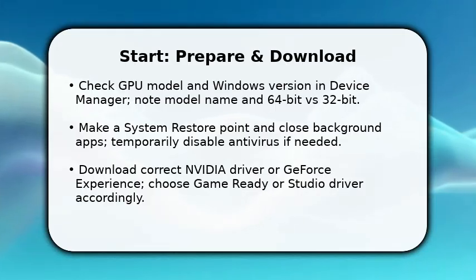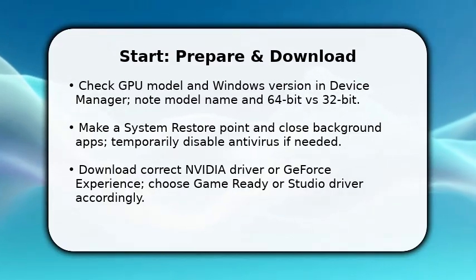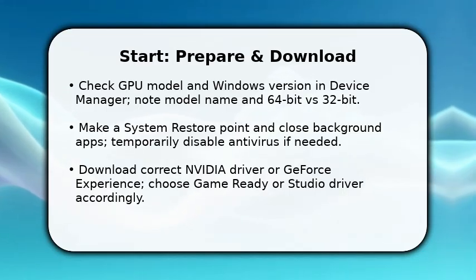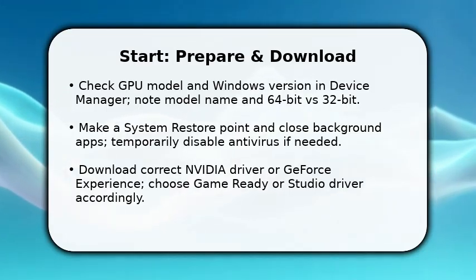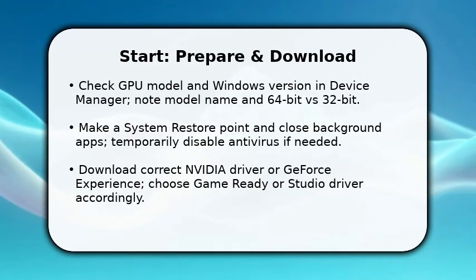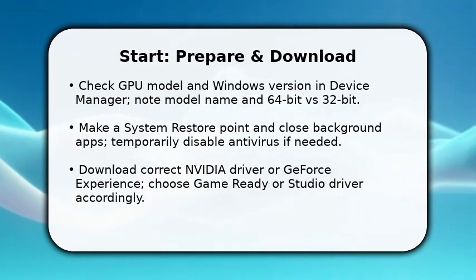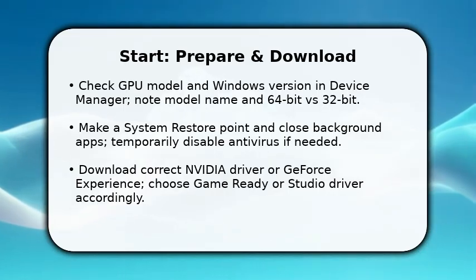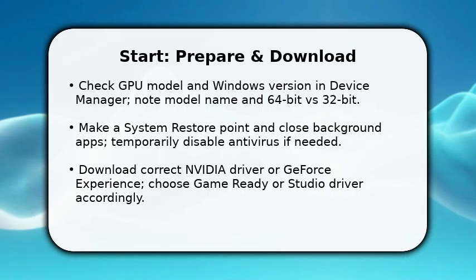You begin by confirming exactly which Nvidia GPU and Windows build you have, because the wrong package breaks things. Once done, make a system restore point and close unnecessary apps so the installer won't conflict. Next, download the matching driver from Nvidia or use GeForce Experience to locate the right release. Pick Game Ready for gaming or Studio for content tools.